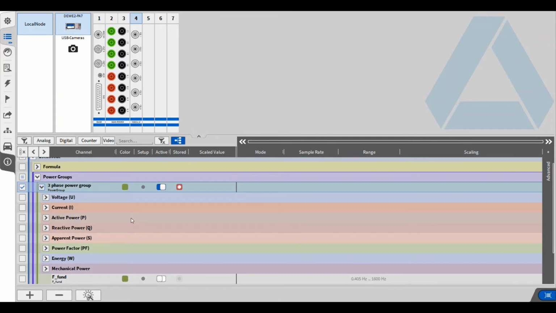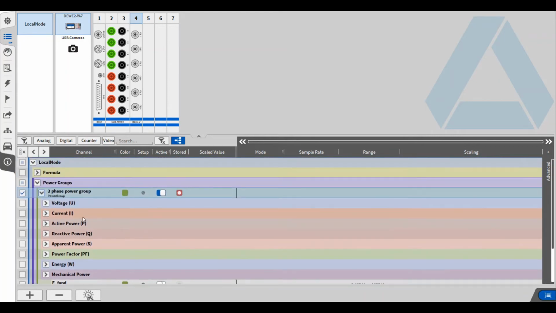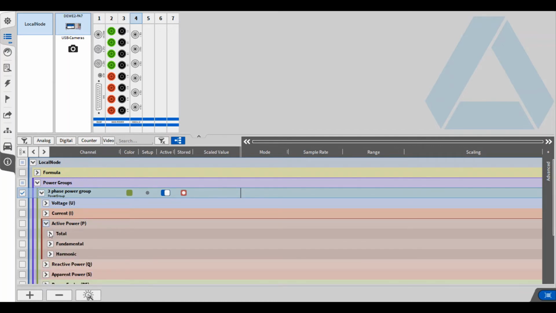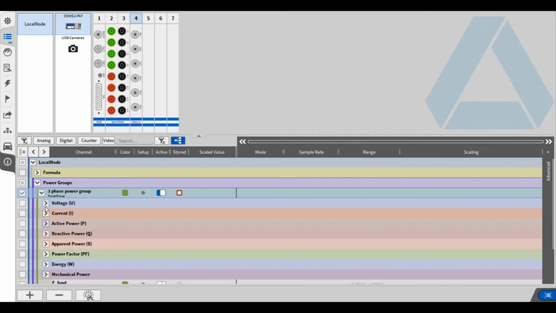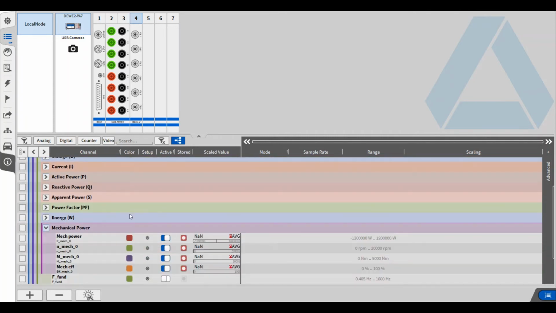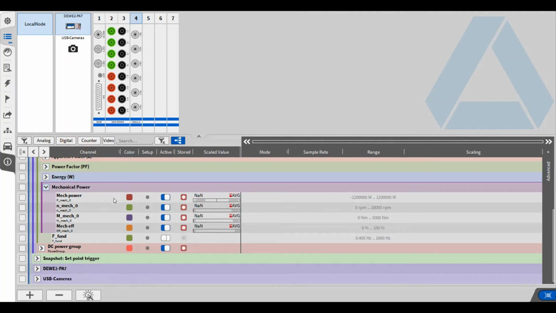The output from the 3-phase power groups is the voltage, current, active power, reactive power, apparent power, power factor, energy and mechanical power, and the fundamental frequency for each phase and in total. I will now open up the active power group in the total, and we see that we have active power on each phase and active power in total. In the mechanical power group we have a mechanical power channel and also an efficiency channel based on the mechanical power and 3-phase power.